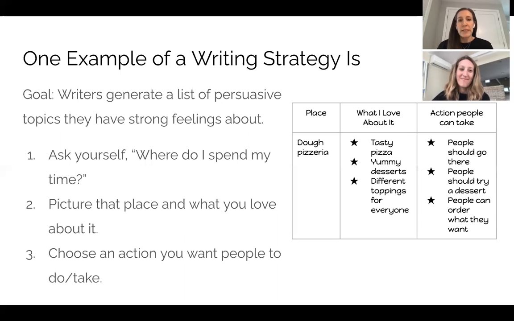We also wanted to break down an example of a writing strategy. And so at most grade levels, at some point in the writing process, writers are generating ideas about topics they want to write about. So we thought we could focus in on persuasive writing for this topic and really be clear about what a strategy might look like for writers generating a list of persuasive topics that they have strong feelings about. So this is just one way to frame it.